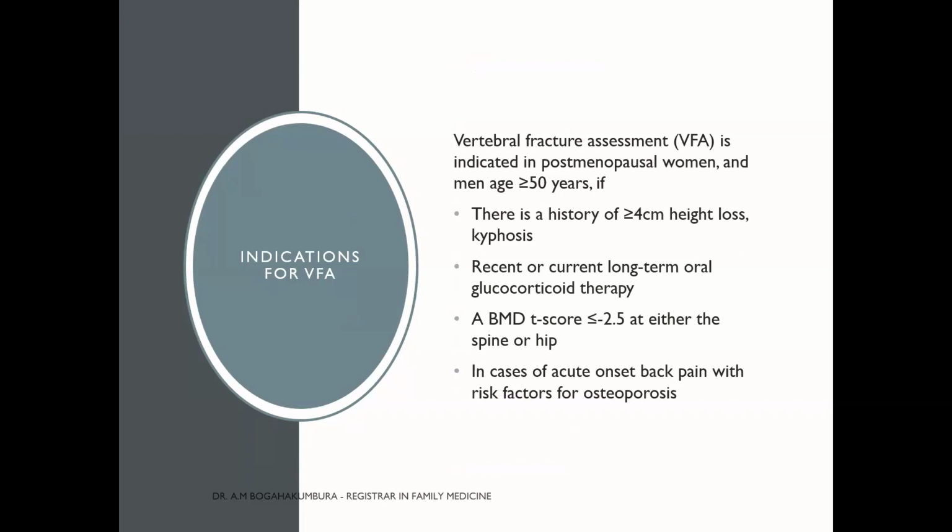These are the indications for vertebral fracture assessment. Vertebral fracture assessment is indicated in postmenopausal women and men aged more than 50 if there is a history of more than 4 cm height loss or kyphosis, recent or current long-term oral glucocorticoid therapy, BMD T-score less than minus 2.5 at either the spine or hip, or in cases of acute onset back pain with risk factors for osteoporosis. Like in our patient, she has a history of acute onset back pain with two risk factors for osteoporosis.